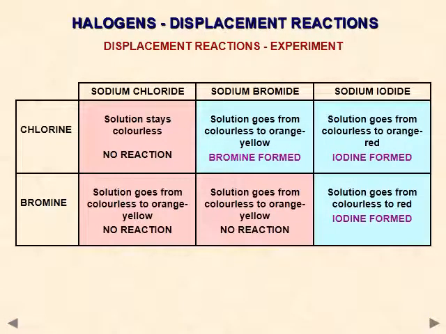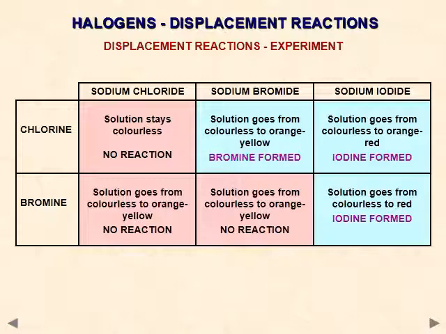Let's see the color changes. When you pass chlorine through sodium chloride, there will be no reaction because chlorine cannot displace chlorine itself. But chlorine displaces bromide ion, so you will see that bromine is formed and an orange yellow color will appear. And when you pass chlorine through sodium iodide, you will see iodine is formed, and iodine gives an orange red or yellow brown solution, and if some solid iodine is formed, it will settle down as a grayish black or purplish black solid.